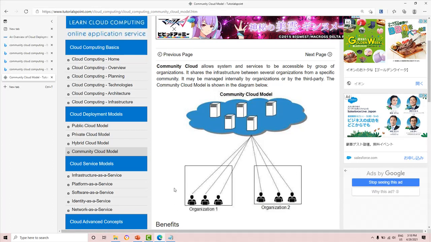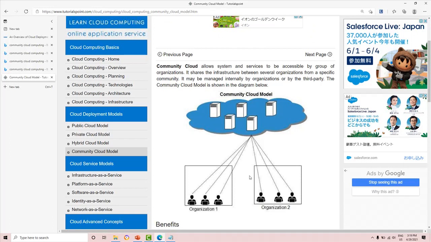When multiple organizations want to collaborate with each other, they have a common interest, and they are dealing with a specific issue or specific problem. They can avail this specific cloud service model, which is community. So this service model integrates multiple organizations into one model, which has a common goal.